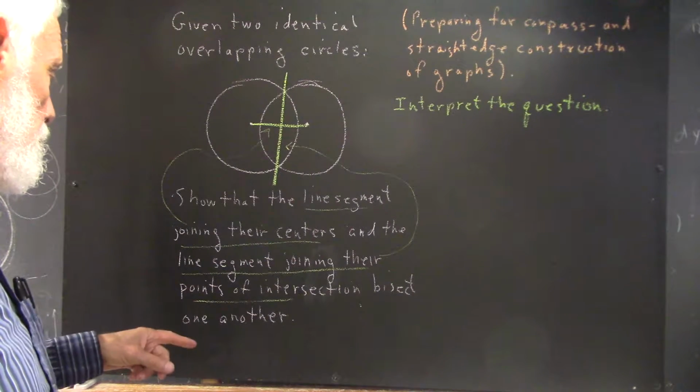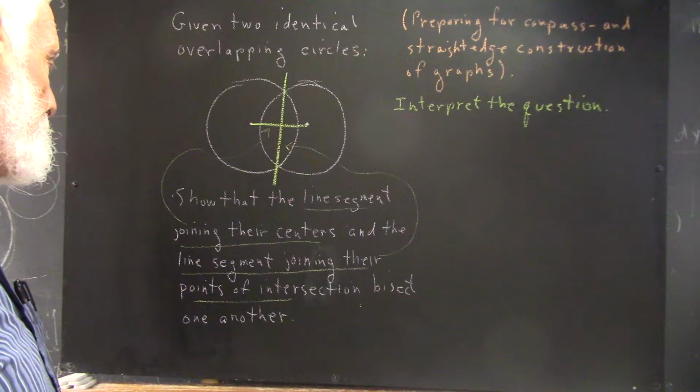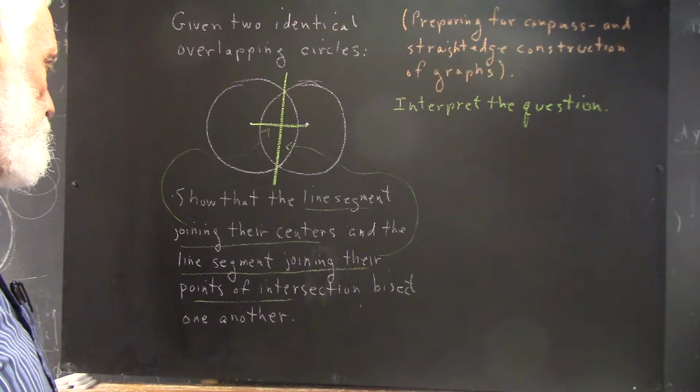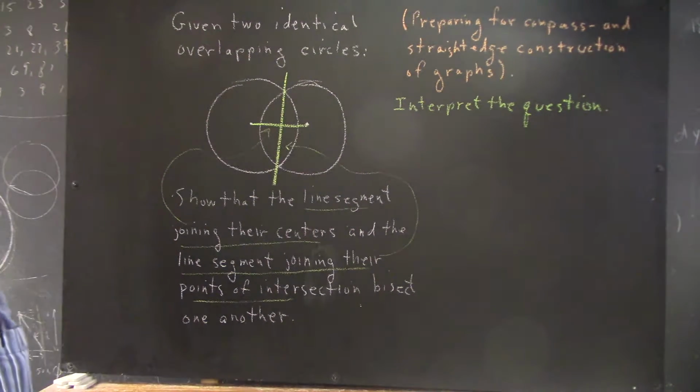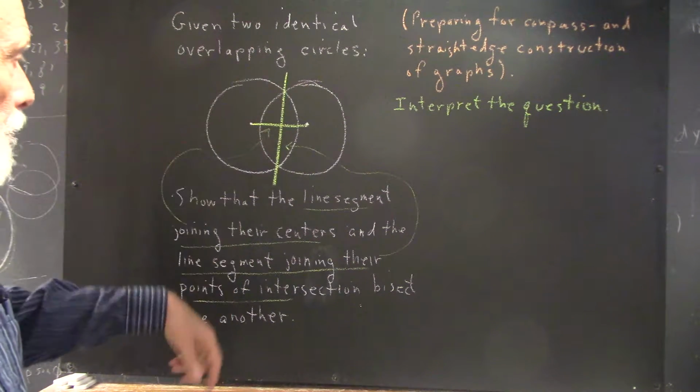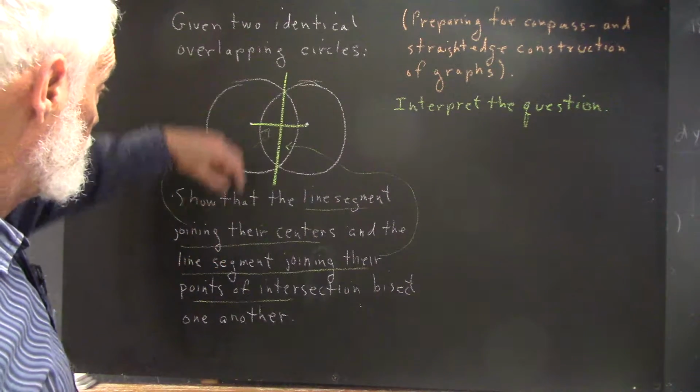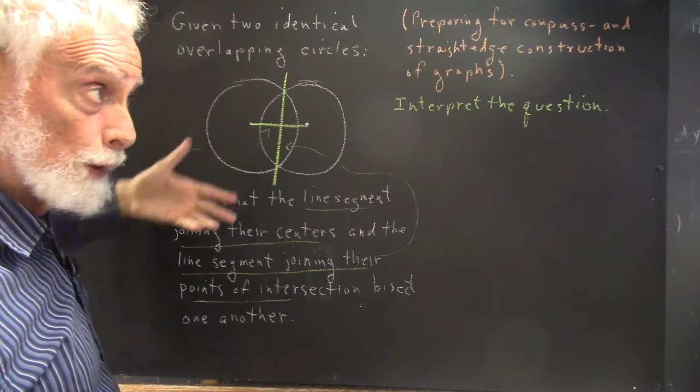And it says that these points bisect one another, and I left off "and are perpendicular." I'm going to have to insert that into the question. They don't look perpendicular. They don't look much like they bisect either, because bisect, what does bisect mean?